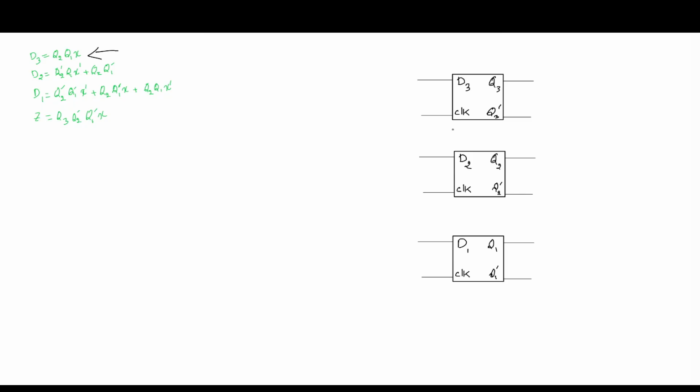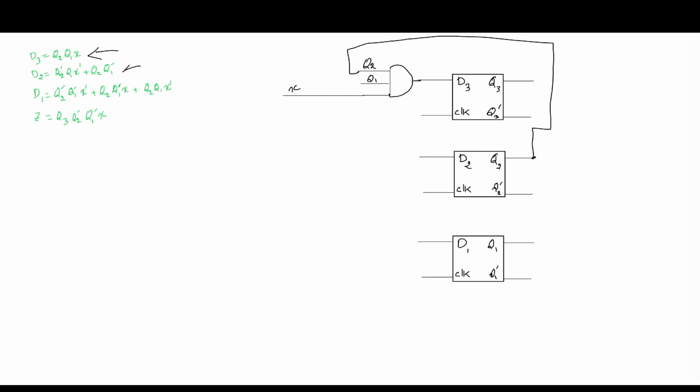So it is Q2, Q1, and X. So we need an AND gate, and then it has 3 inputs. So let's draw the inputs, 1, 2, and 3. So we need a Q2, Q1, and X. So Q2, we can take it from here. So this is Q2, Q1, and X input. We know where to get Q1. Q1, we can take it from here. So this is it for D3.